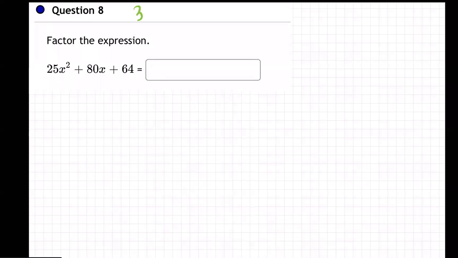Okay, on this one, we have 3 terms. And the first question on every factoring problem is always, is there anything in common? In this case, no.